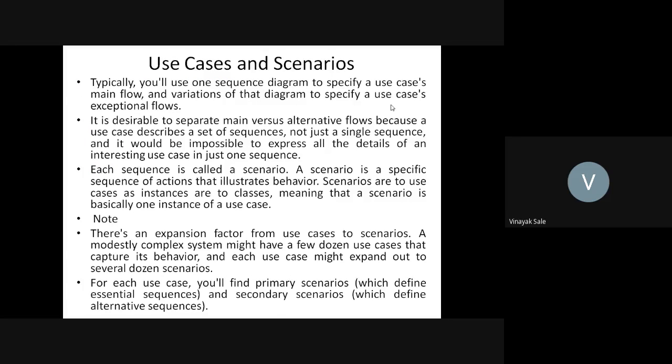Typically, you will use one sequence diagram to specify a use case's main flow, and variants of the diagrams to specify the use case's exceptional flow. So it is desirable to separate main versus alternative flow because a use case describes a set of sequences, not just a single sequence. It would be impossible to express all details of an interesting use case in just one sequence.